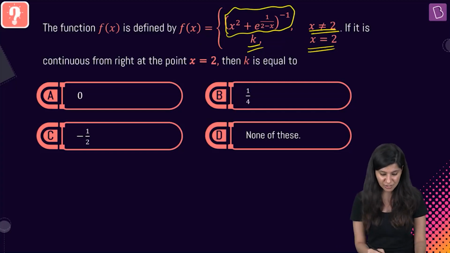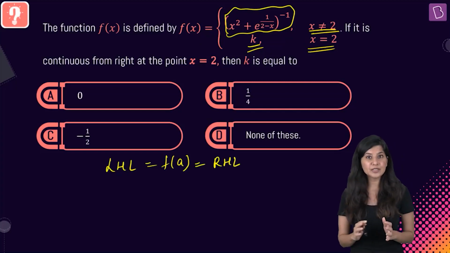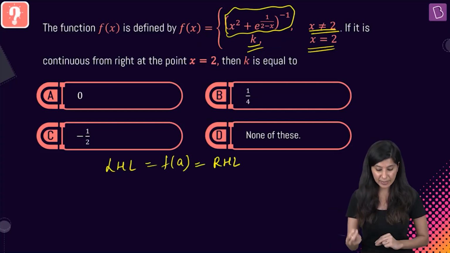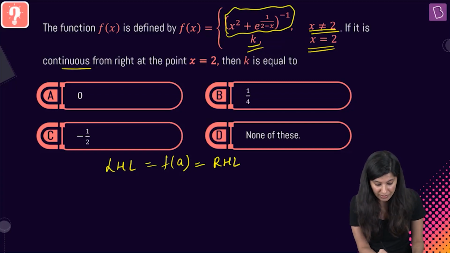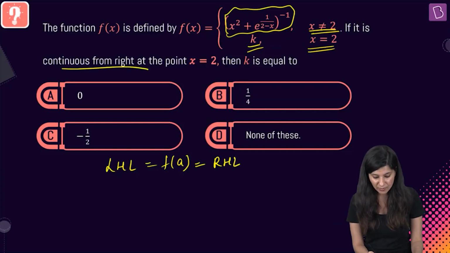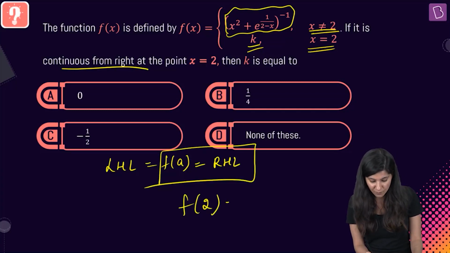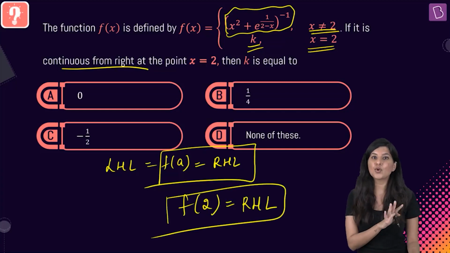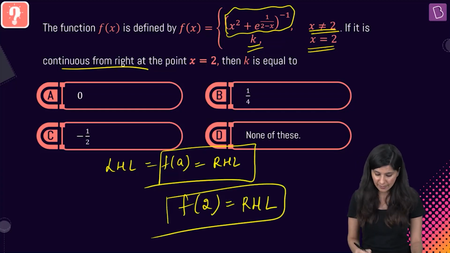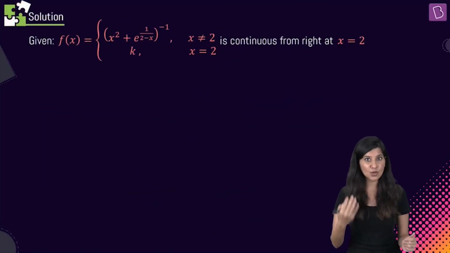Now, the basic definition of continuity is LHL equal to f of a equals RHL, if I talk about continuity at x equal to a. But when it is already said continuity from right at the point x equal to 2, that means only this is happening: f of 2 is equal to RHL, that's it. There is no role of LHL in this question. Got it? Okay, then let's start solving the question.